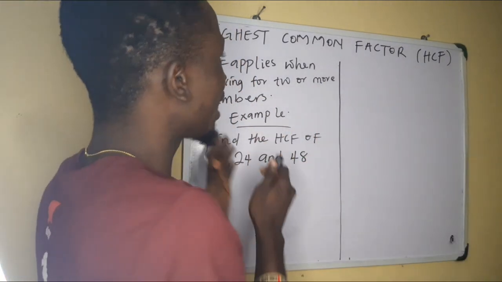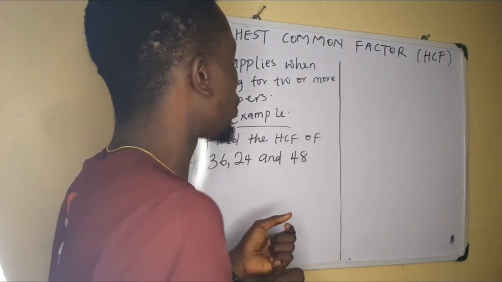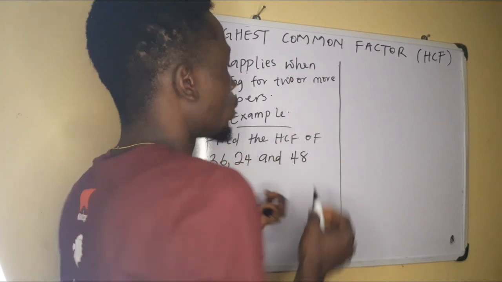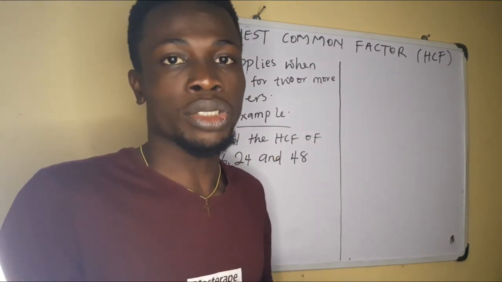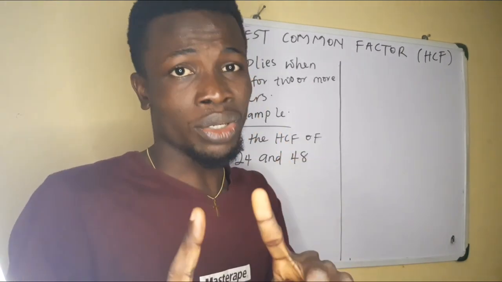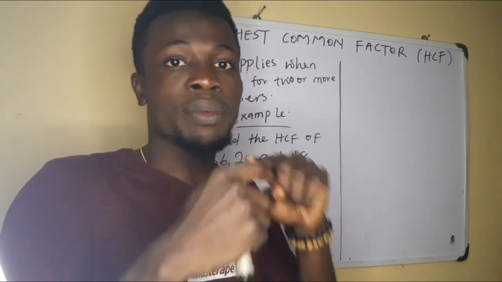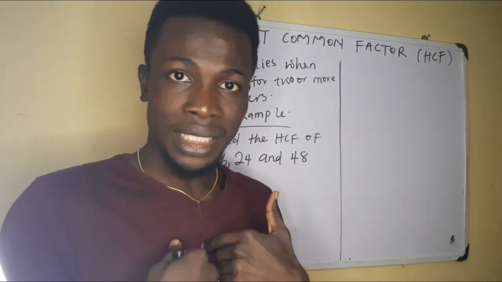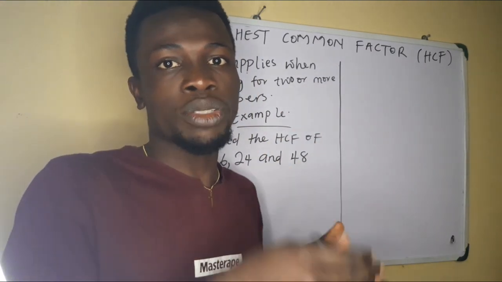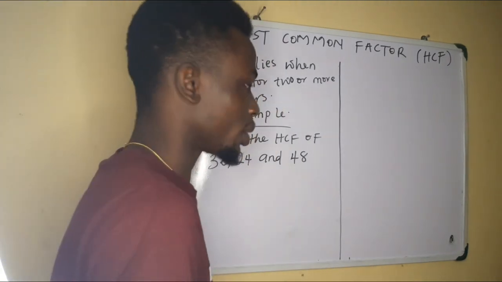And when you're talking about highest common factor, it only applies when solving for two or more numbers. You can't find the highest common factor of just one number, because the highest factor of every number is itself, because the highest number that can divide any number is itself. So H.C.F applies when you're solving for what? Two or more numbers. Now we're going to see an example on the board so you understand what I mean.